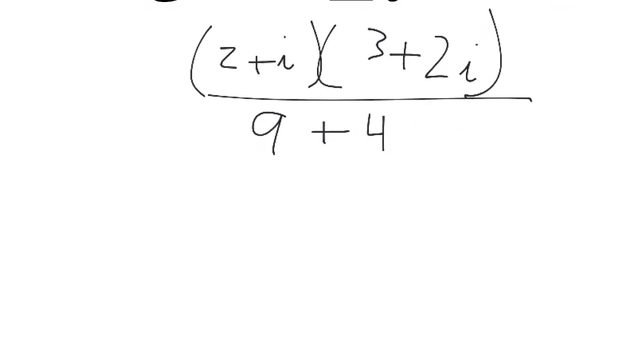First terms would be 6. Outside terms would be 4i. Inside terms would be 3i. And last terms would be 2i squared. Remember that you can combine like terms.